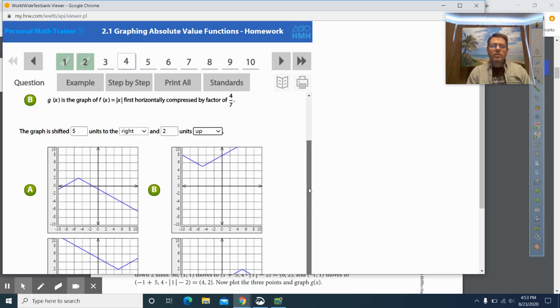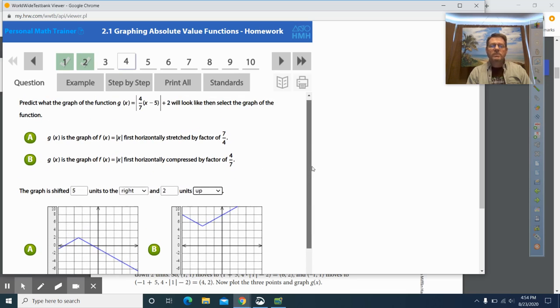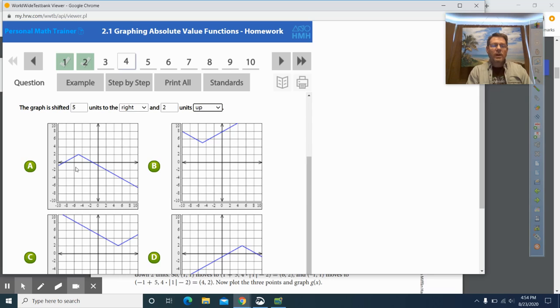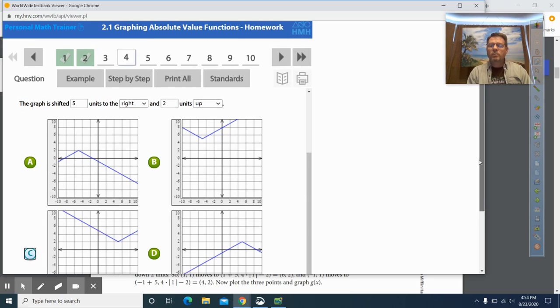And remember, the number in front is positive, so it's got to open up. So A is definitely wrong. D is definitely wrong. C's moved to the right, B moved to the left, so C is my only choice. That's anywhere reasonable.